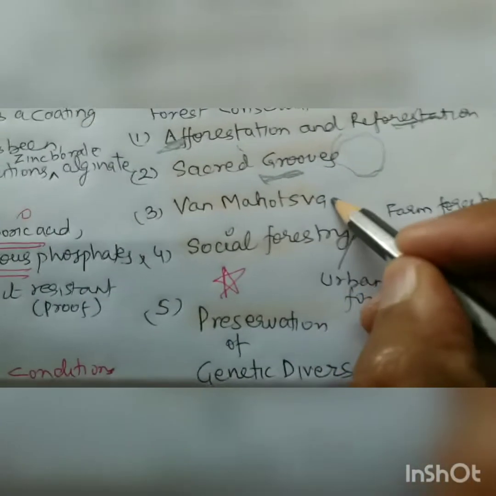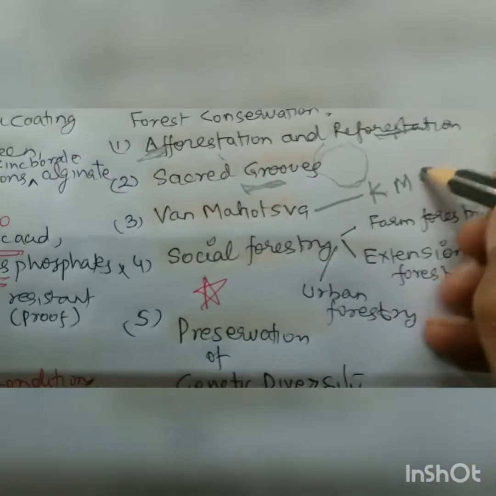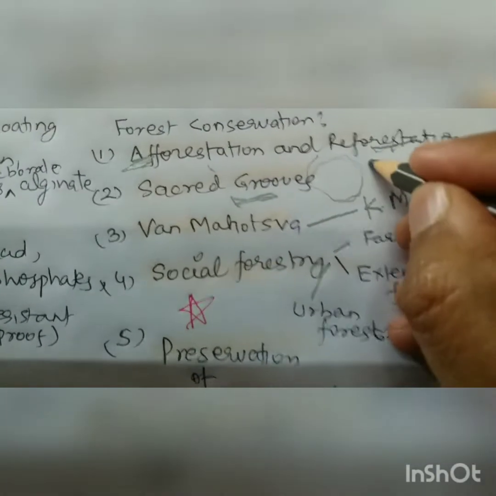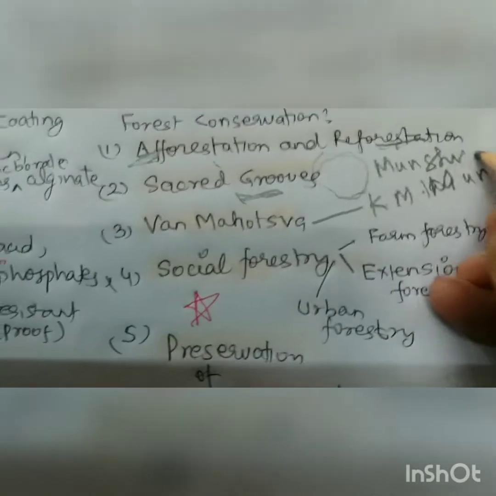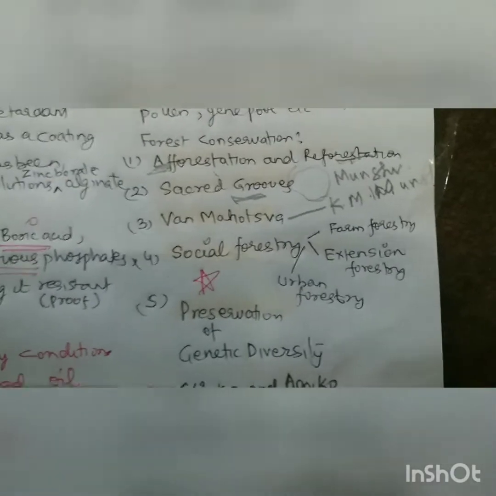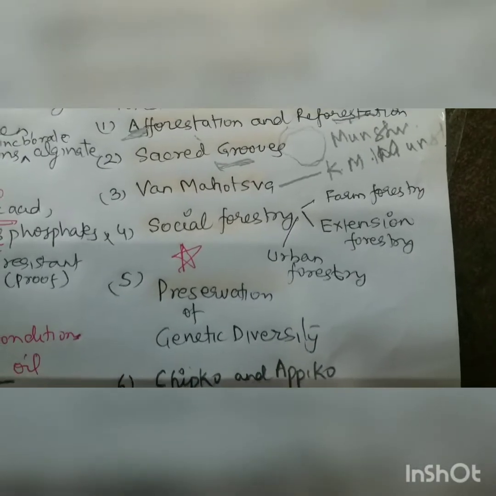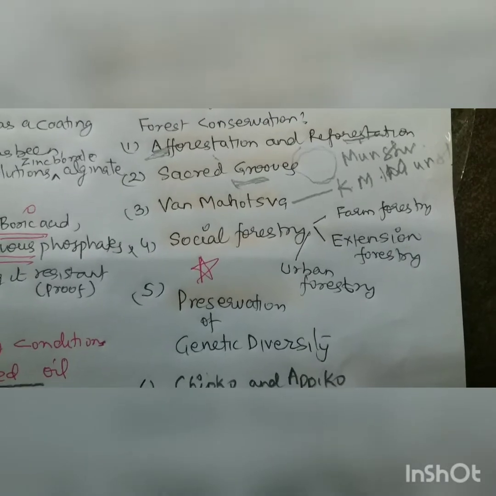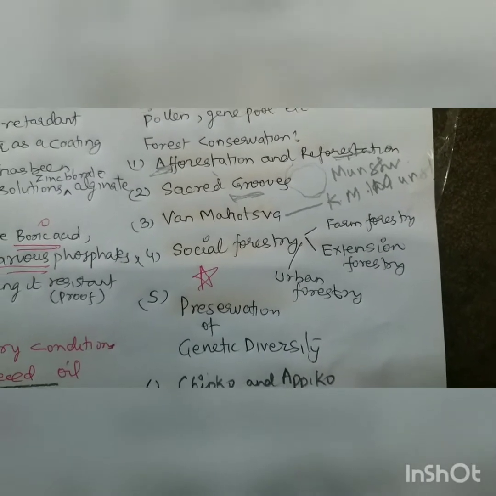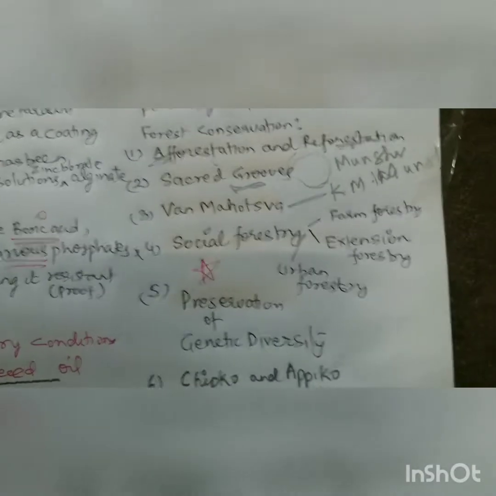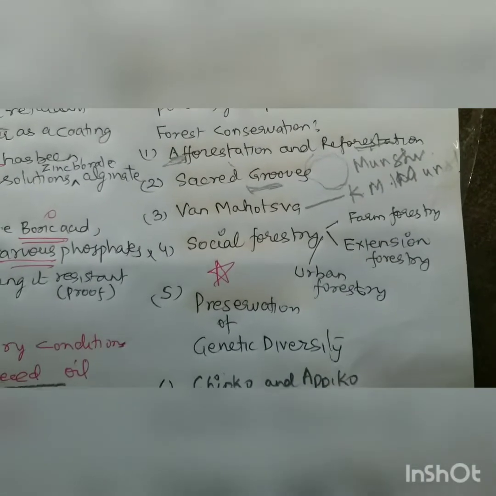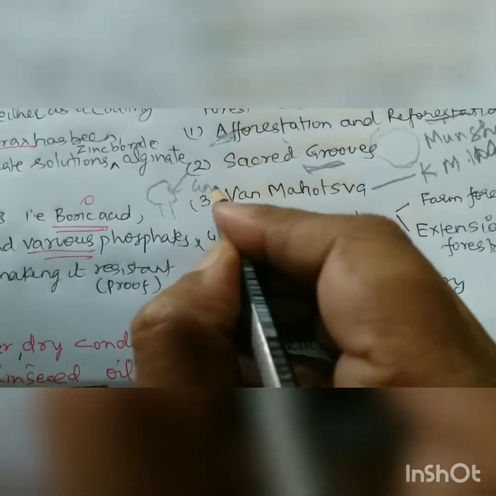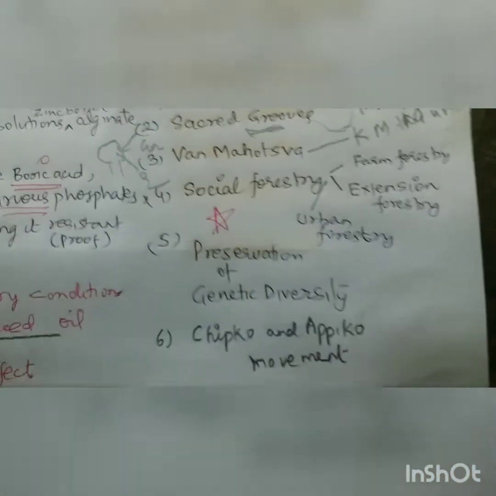Then there is Van Mahotsav. Van Mahotsav was started by our first Agriculture Minister K.M. Munshi in 1952, and it is basically a movement in which we plant trees during the rainy season. Van Mahotsav provides us soil stability and a clean environment, because forests consist of trees, and trees act as a sink for carbon dioxide. A tree takes in carbon dioxide and gives oxygen, through the processes of respiration and photosynthesis.